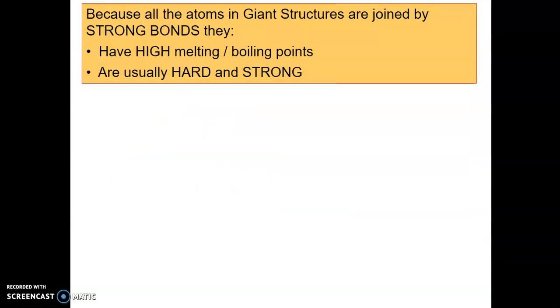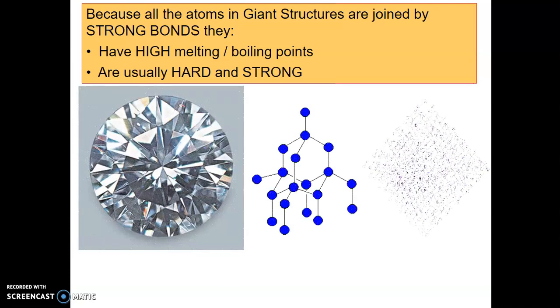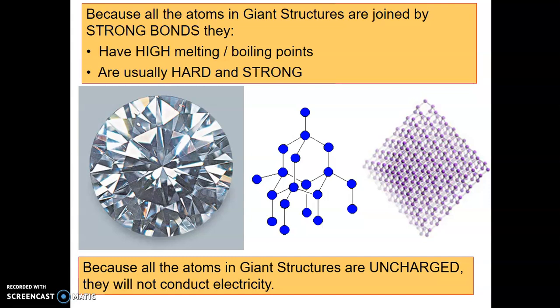Now, this gives them certain properties, okay? Because they are all joined to other atoms by strong covalent bonds, that means unlike simple covalent structures, they have very high melting and boiling points, and they are usually very hard and very strong. Diamond, as we know, is a very, very hard substance. Now, because they're all bonded covalently, there is no charge within the structure, so they do not conduct electricity. So those are some of the key points.